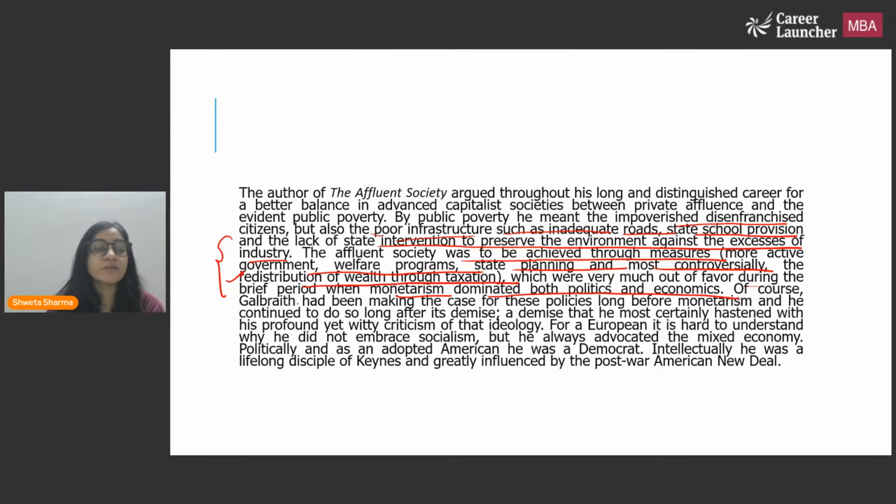Of course, Galbraith had been making the case for these policies long before monetarism, and he continued to do so long after its demise. It's referred to as the Galbraith policies. He had written certain policies, and now it's referred to as such. It's a demise that he most certainly hastened. And he did not want this affluent society to go on for long.